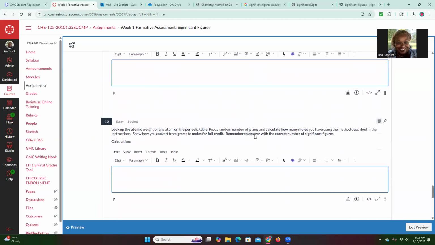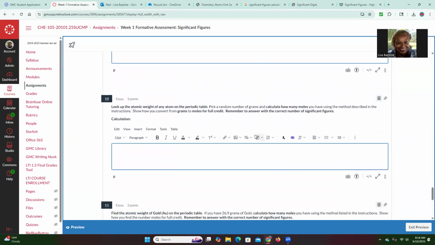Okay. All right. And then when you get to here, you're going to look up the atomic weight of any atom in the periodic table. So you can choose, okay, which one you want to use. And then you're also going to choose how many grams you want to start with. Okay. One thing that I do want to note for this one, when you're picking a random number for your grams, make sure that you have at least two significant figures. Okay.